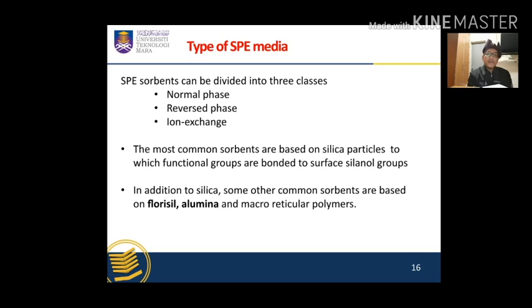In reverse phase SPE solvent, the interaction of the sorbent media and analyte is through hydrophobic interaction. In this SPE system, the solvent media is non-polar, while the mobile phase is polar. So the analyte of interest is usually a middle to non-polar compound. We can use a reverse phase SPE solvent for a middle to non-polar compound.